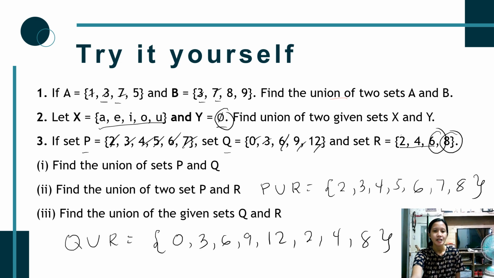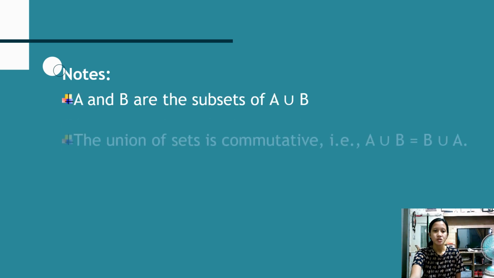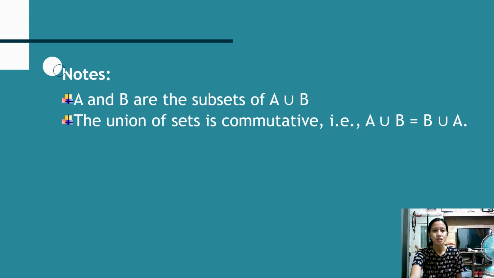Hope you get to learn about the union of sets. So take note of these important terms. First, A and B are subsets of A union B. So the individual sets are subsets of the combination, the union of the two sets. The union of sets is commutative, meaning the order does not matter. A union B is just equal to B union A.